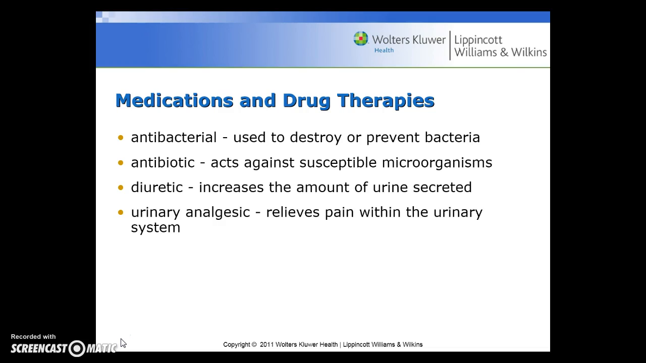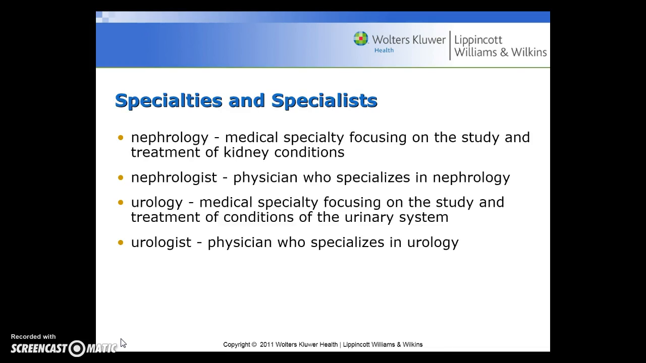Common medications and drug therapies are antibacterial, used to destroy or prevent bacteria. Antibiotics act against the susceptible microorganisms. A diuretic increases the amount of urine secreted, and urinary analgesic relieves pain within the urinary system.